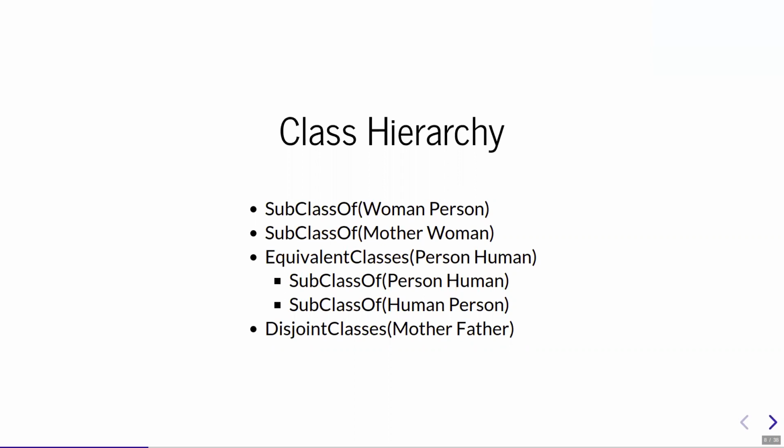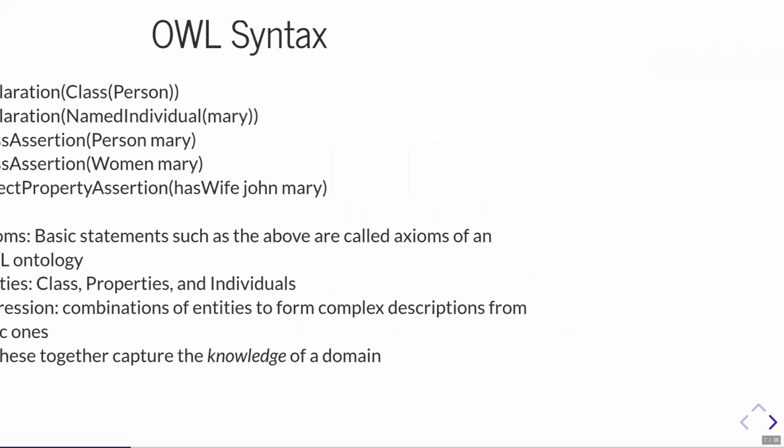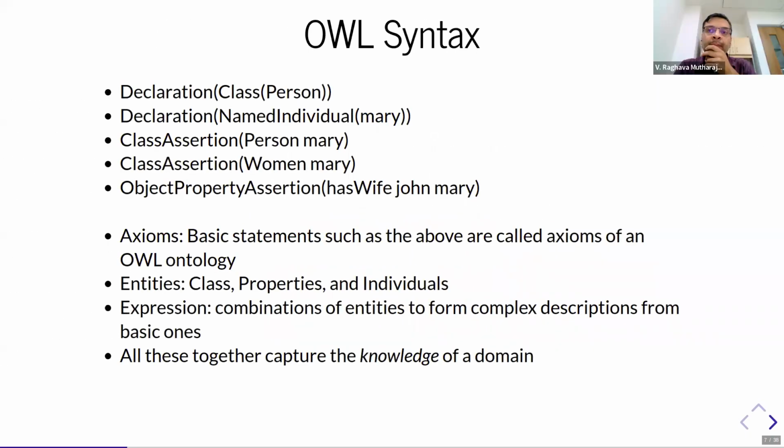Yes, can you go back to the previous slide? Yes. So how do we declare an object property? Like has wife. For example, we have declared person is a class, right? So if one wants to declare has wife in the starting. Okay, I'm assuming the question is how would you say that has wife is a role? Yes. Okay, so you can use something similar.